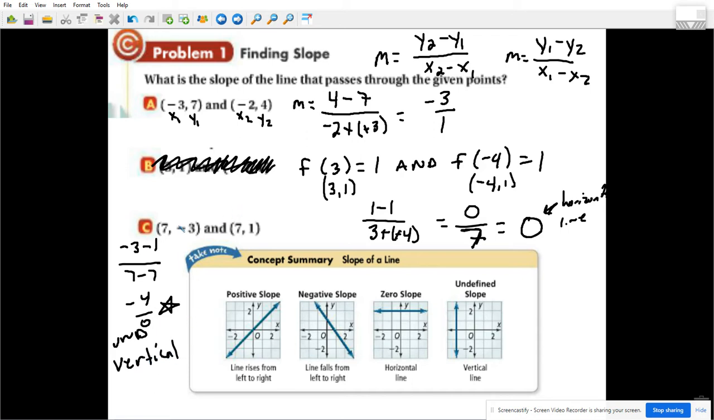Again, if you were asked to plot these 2 points, we would go right 7, 2, 3, 4, 5, 6, 7. We would go up 1, which would be here, and we would go right 7 and then down 3 for 7, negative 3. If I were to connect those two with a line, it would give me a vertical line. So anytime you get a slope that's undefined, it's a vertical line. Anytime you get a slope that's 0, it's a horizontal line.